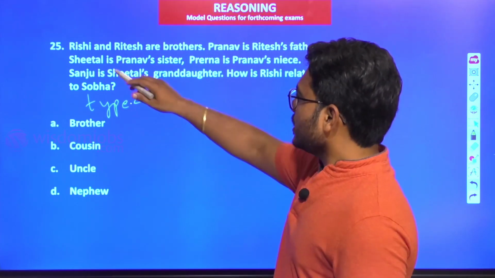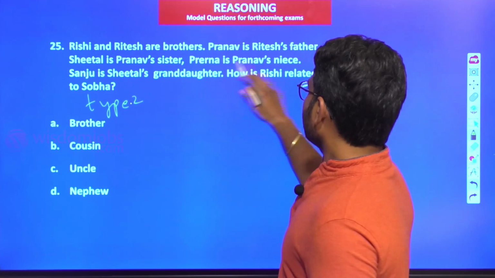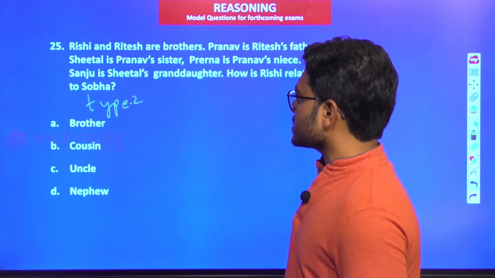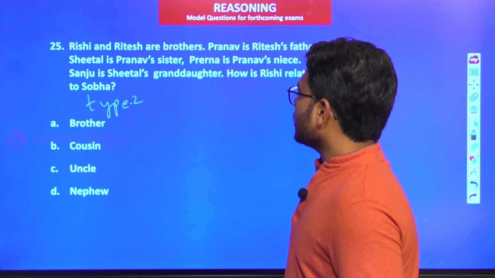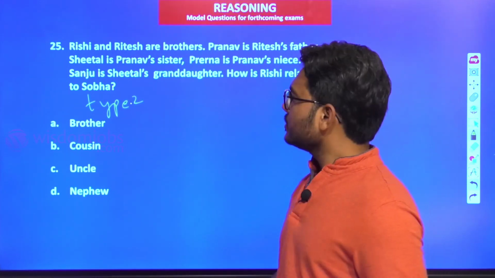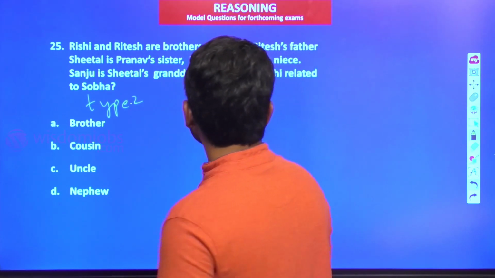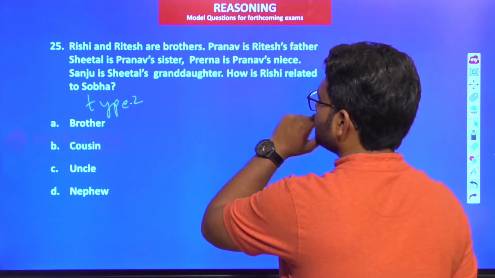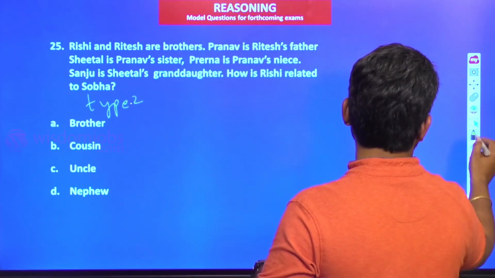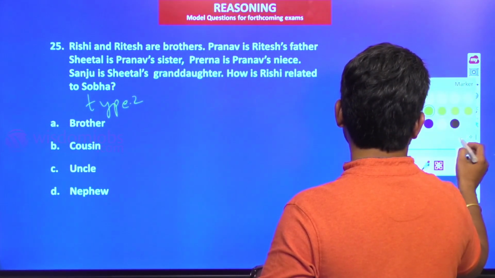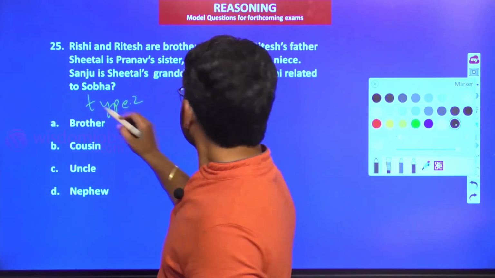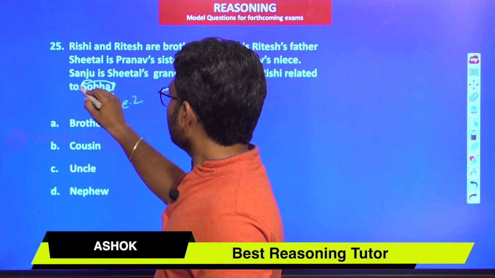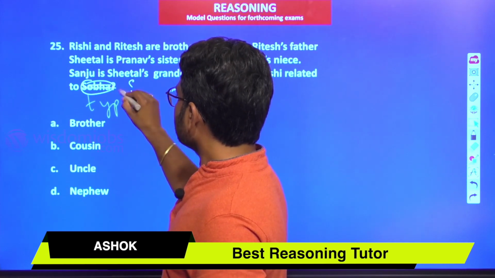Rishi and Ritesh are brothers. Pranav is Ritesh's father. Sheetal is Pranav's sister. Prerna is Pranav's niece. Sanju is Sheetal's granddaughter. How is Rishi related to Shobha? Probably there is some error here. Let us keep it simple. This is not Shobha actually, there is an error here.